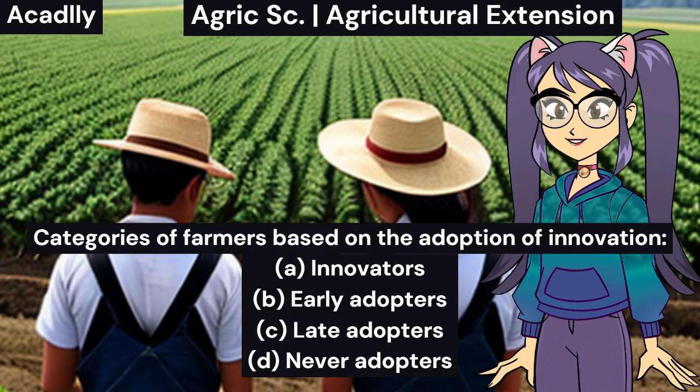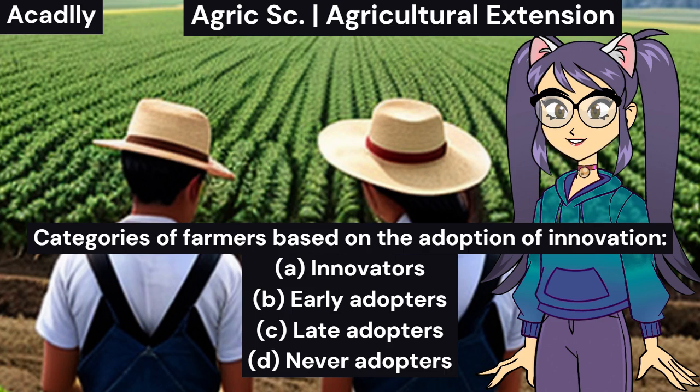Early adopters. This group is slower to embrace innovations, often influenced by factors mentioned earlier. If the percentage of early adopters is as low as 10%, it indicates that the innovation has not been widely accepted, possibly due to demonstration challenges or the complexity of the idea.